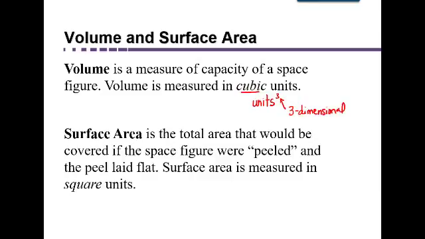How much space? You can literally imagine cubes, like ice cubes, and we're counting how many 1 by 1 by 1 cubes fill up a space, and we're going to talk about that shortly. Surface area, on the other hand, is the total area that would be covered if the space figure were peeled and the peel laid flat. So this is like wrapping paper. We want to know how much wrapping paper it would take to cover a certain object. The surface area is an area, and remember we said area is always measured in square units.